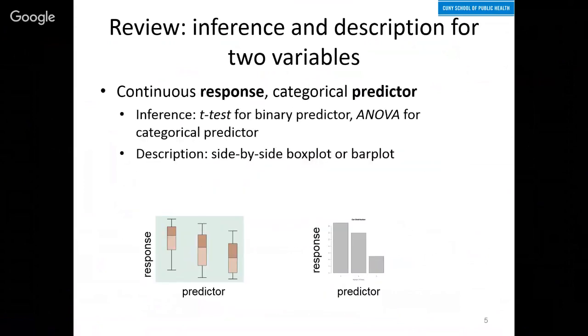When the response variable is continuous and the predictor is categorical, you can use a t-test, or you can use analysis of variance, which looks at differences in the amounts of variance explained by the groups and by residual variance. And side-by-side box plots or bar plots to visualize these types of data.